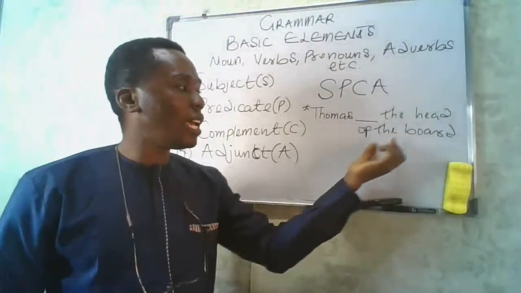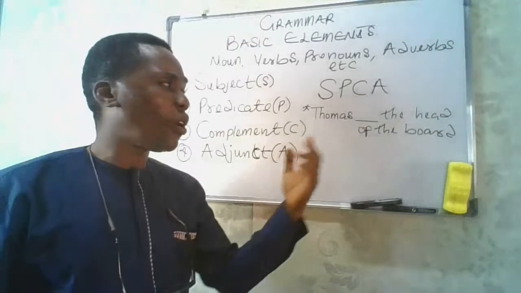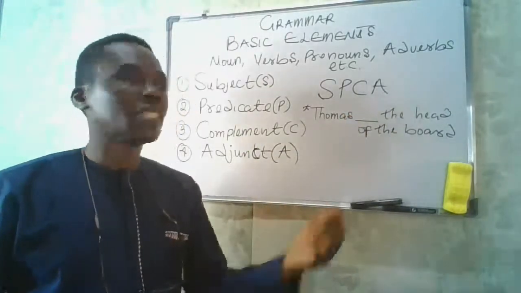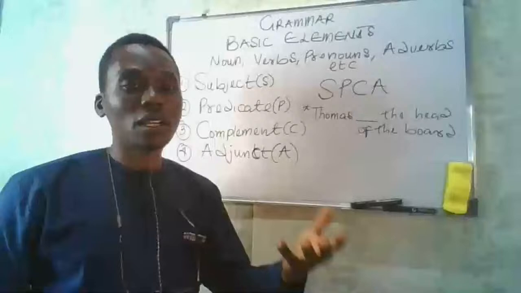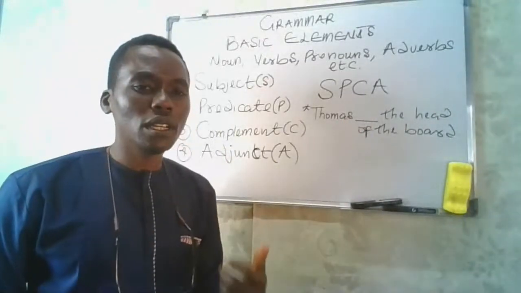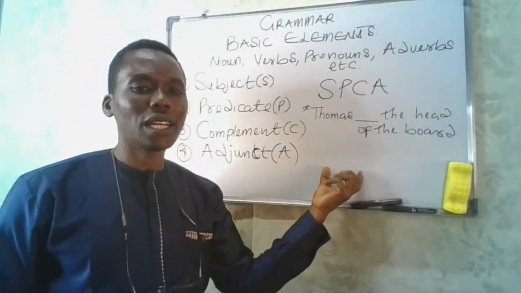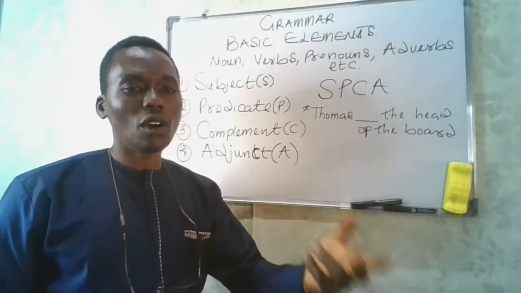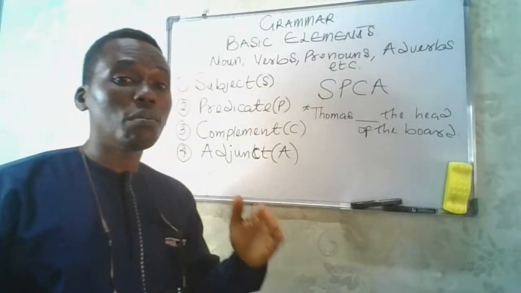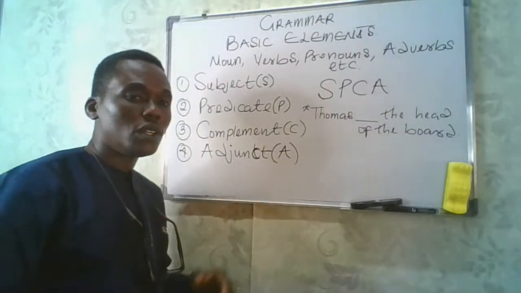Thomas dash the head of the board. Now, how do you know from the options what should be here? That is the essence of knowing each sentence. If you know that what will be here should be a verb, then you should be able to choose the option that has to do with verbs in the options that are given to you. Now, you see the importance of knowing the basic elements of an English clause or sentence.